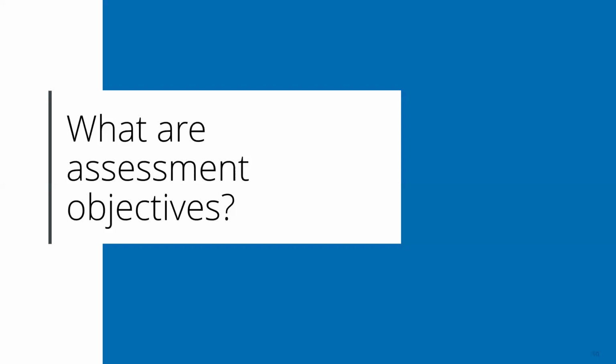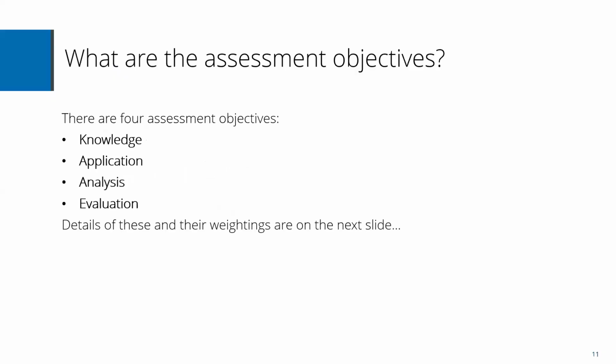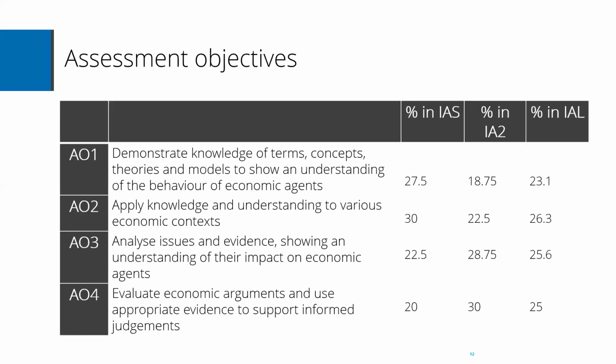So assessment objectives, I mentioned that in the agenda, what we're going to look at. So we are going to spend some time focusing on that, particularly with the student responses that we'll come on to in a little while. Now, there are 4 assessment objectives, which we refer to as AOs, and they basically correlate with the skills you can see here on the screen. So knowledge is AO1, application AO2, analysis AO3, and evaluation AO4. And we can see a weighting for each of these on this slide here.